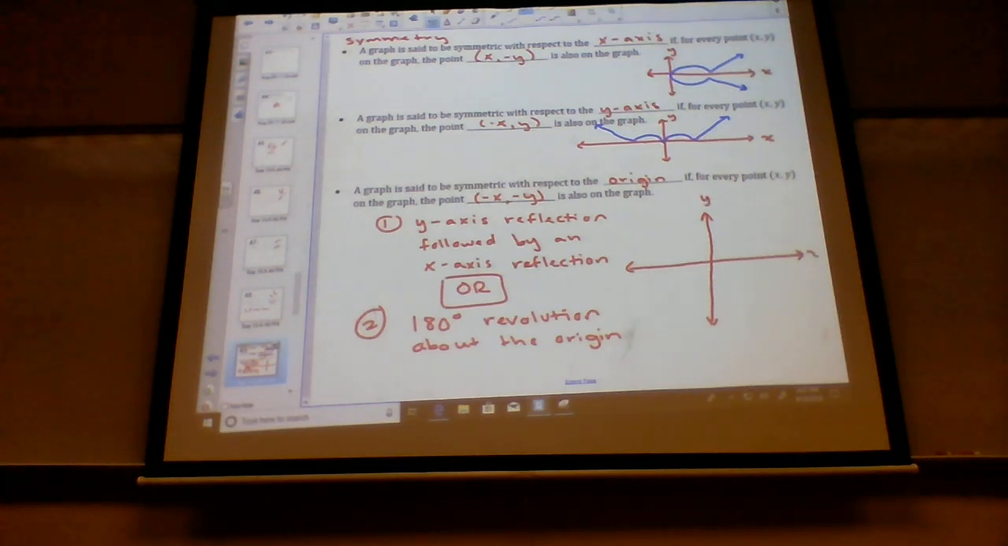This is the y-axis and this is the x-axis. So if you had something like this, and you can see it was rotated 180 degrees, or you could think reflected over the y-axis, then reflected over the x-axis. Either way, this is what symmetry to the origin looks like, and these are the two ways you can think about it. So we have symmetry with respect to the x-axis, symmetry with respect to the y-axis, and symmetry with respect to the origin.